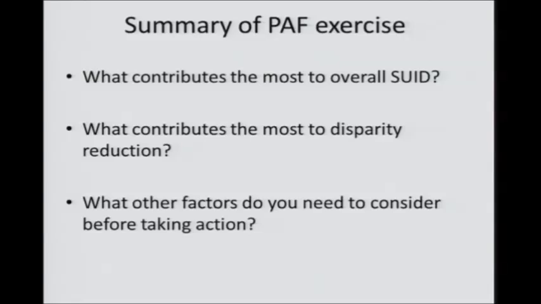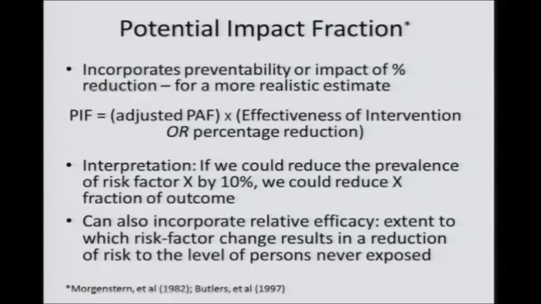So we know that breastfeeding and smoking have connections to a lot of other outcomes, whereas sleep position is just focused on SUID. But you may have the agency capacity to work in all three areas. So the potential impact fraction does incorporate this preventability concept that you just mentioned for a more realistic estimate. So it's not complete elimination, but you really multiply that adjusted PAF by the effectiveness of an available intervention, or you could just use a percent reduction.